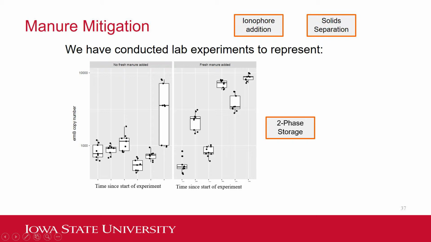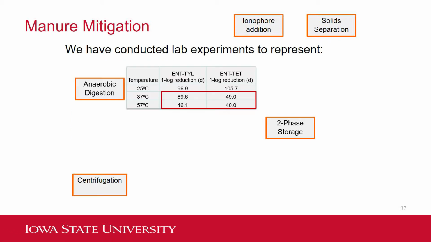And when no fresh manure was added, it looked like in the ermB populations we were starting to see a decline over this time period, except for that last data point. But then when you look at the situation where fresh manure is continually being added to the system, we continue to see an increase in our ermB copies.